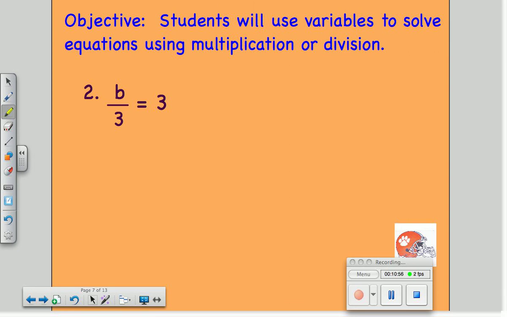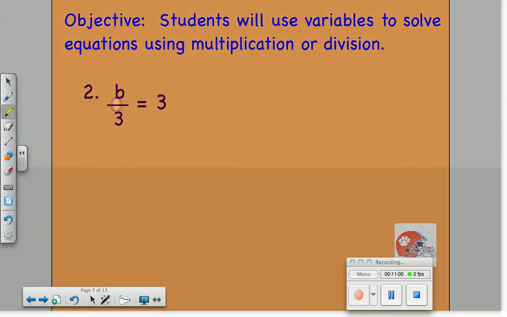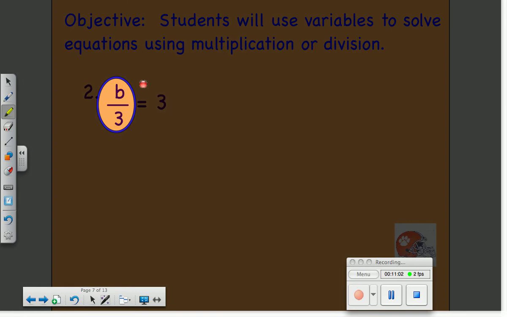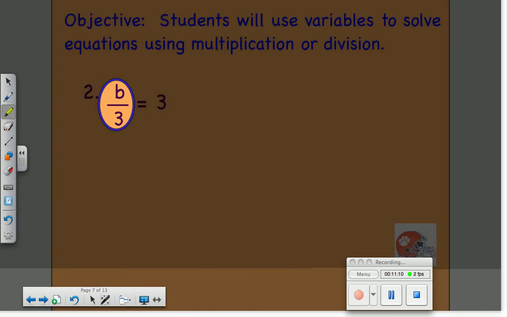B divided by 3 is 3. B is being divided by 3. What's the inverse of division? Multiplication. How much do I multiply by? What's it being divided by? It's being divided by 3, so I multiply by 3.